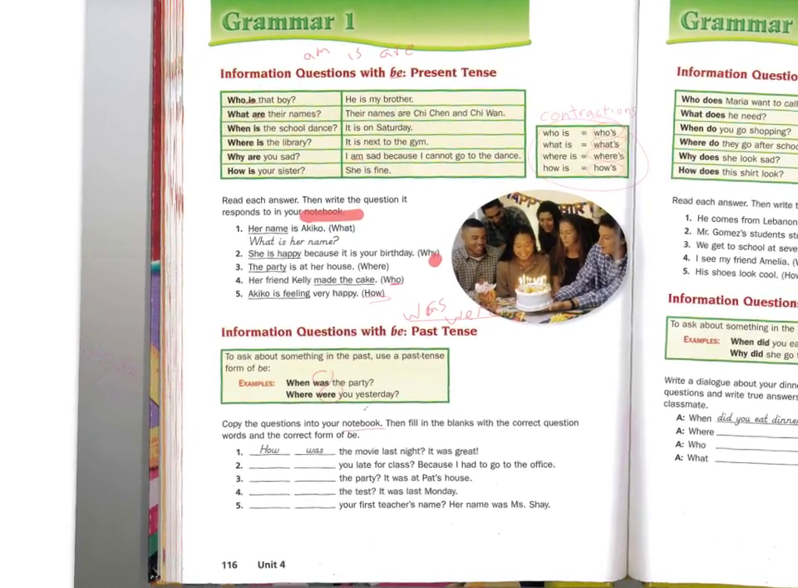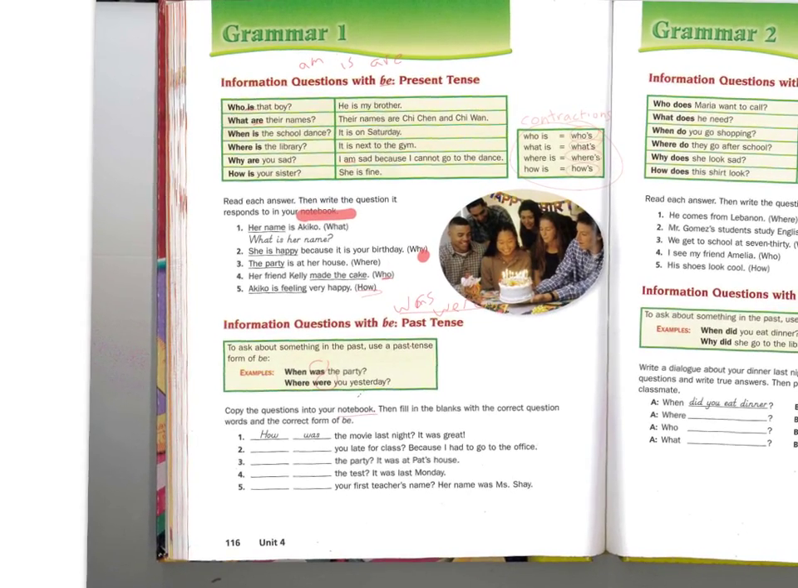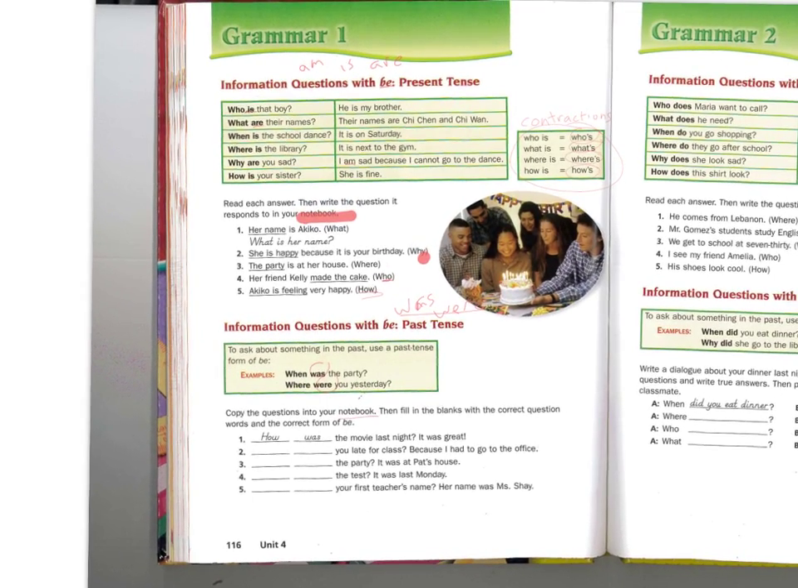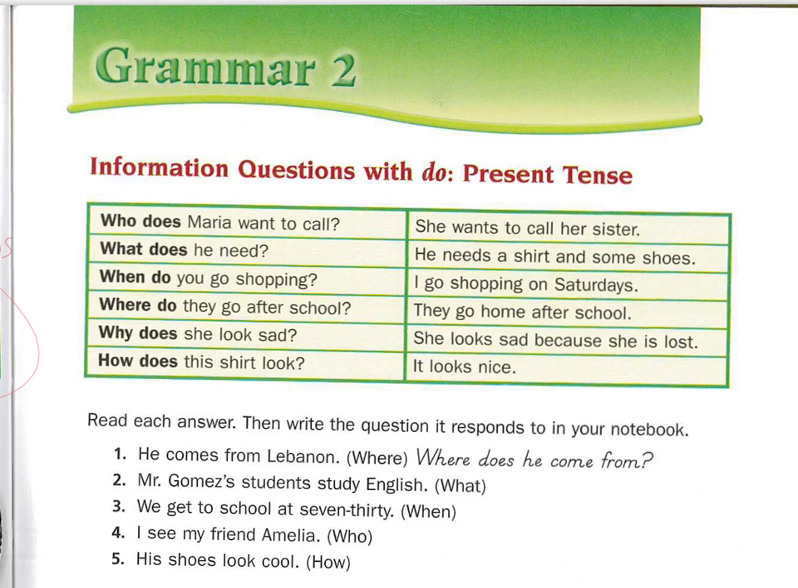Okay, once you have studied the material on page 116, you have a page in your workbook to practice this again. Grammar 2. Information questions with do in the present tense. Read them with me, please. So you see does and do. Okay? Who does Maria want to call?